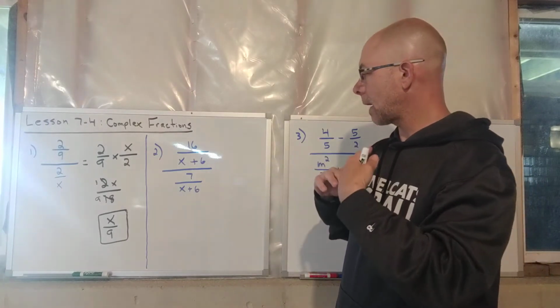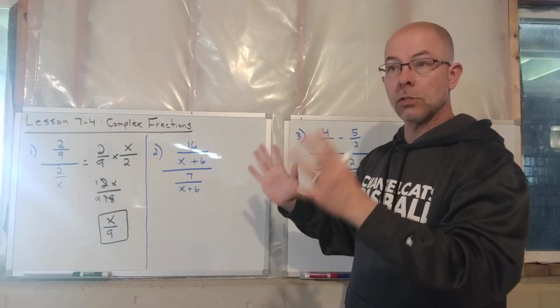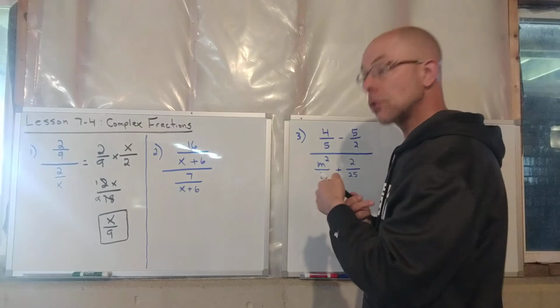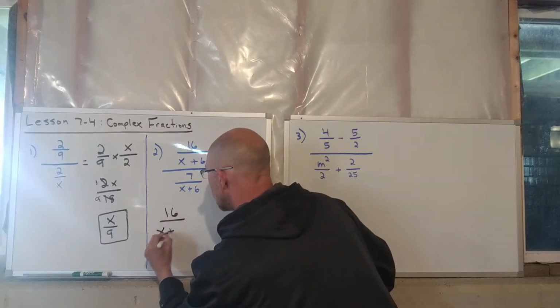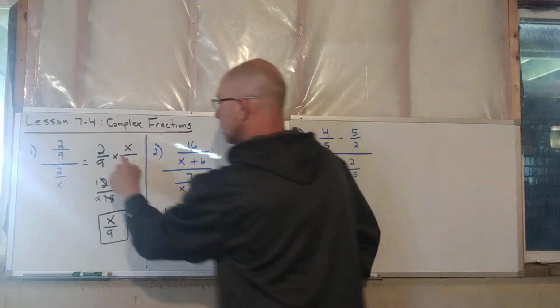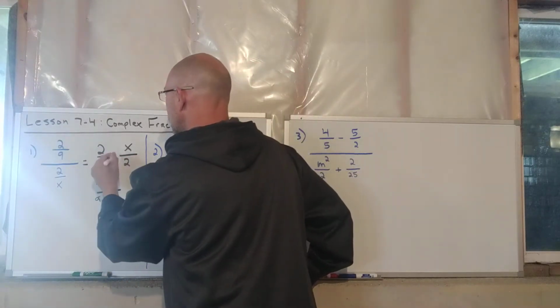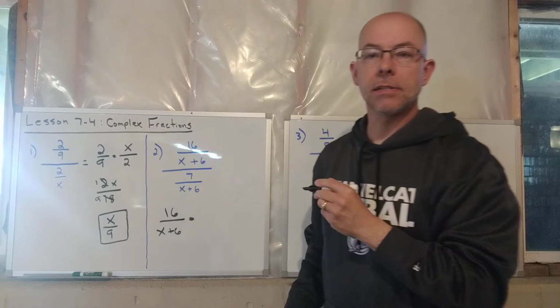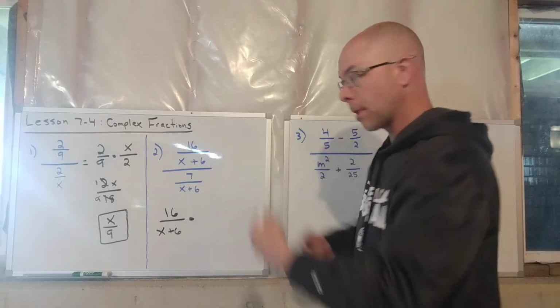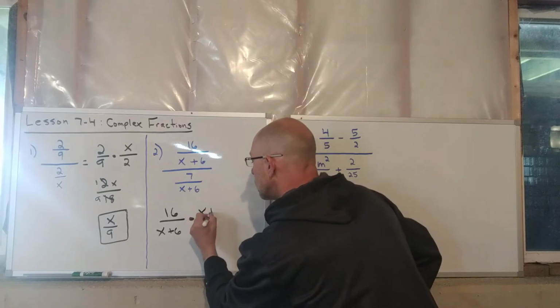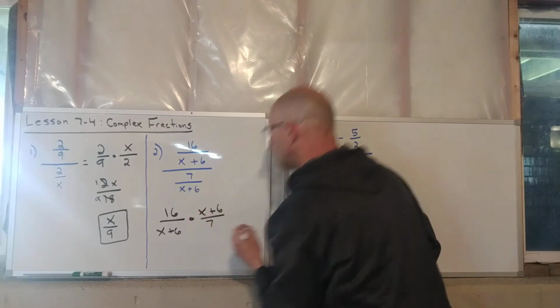So we're right back to do the division, which means do the multiply by the reciprocal. And I'm going to write these times signs as dots. I'm just fixing it. It looks better when they're mixed with x's. Times the reciprocal, which will be x plus 6 over 7.